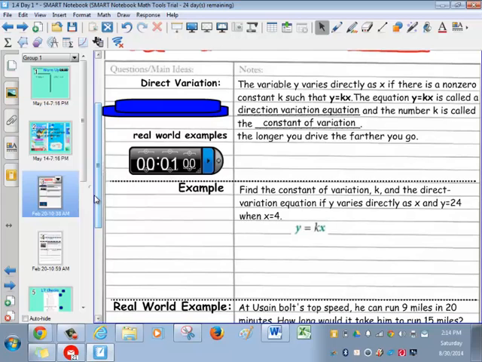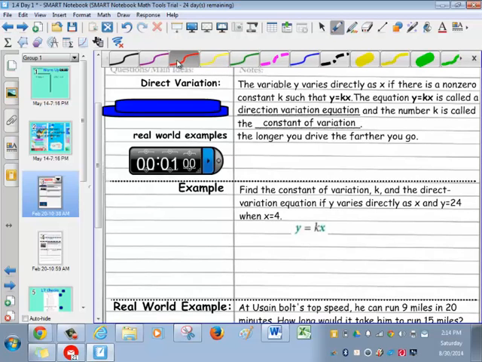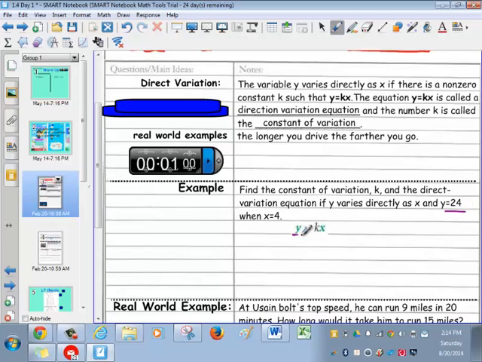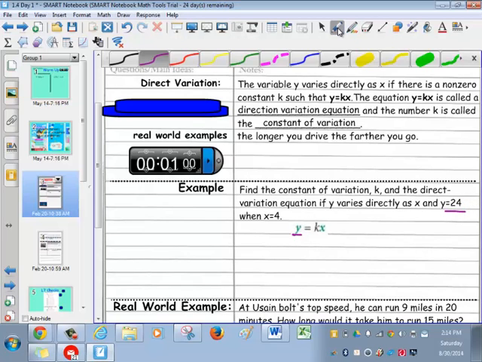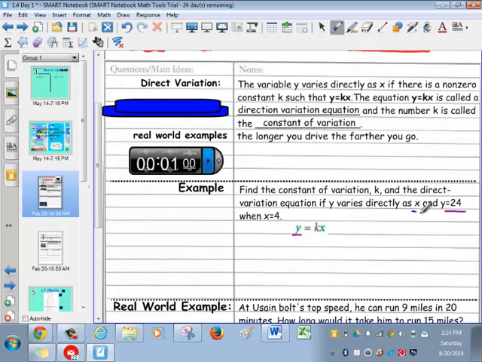And what it's asking us in this one is to find the constant of variation k and the direct variation equation. If y varies directly as x, and y is 24 when x is 4. So what's nice is this is a pretty easy problem. What we got to do is take the y equals 24 and plug in for this y. And then take the x equals 4 and plug in for that x. And then once you plug it in, you're just going to solve for this k.